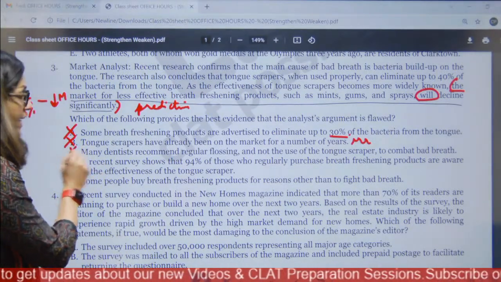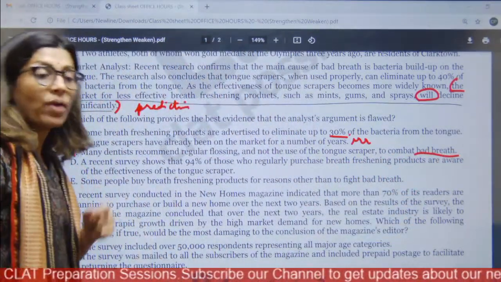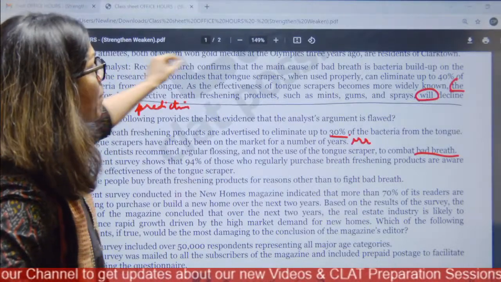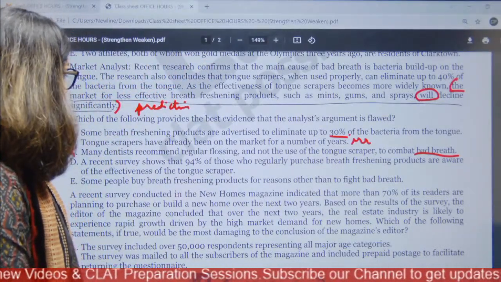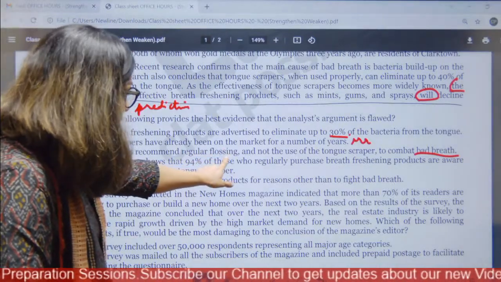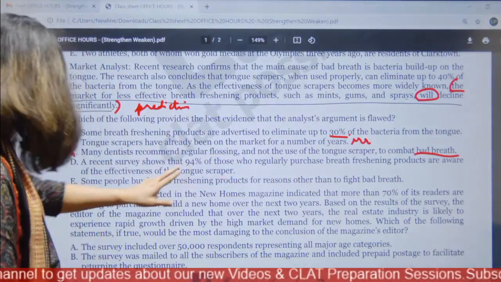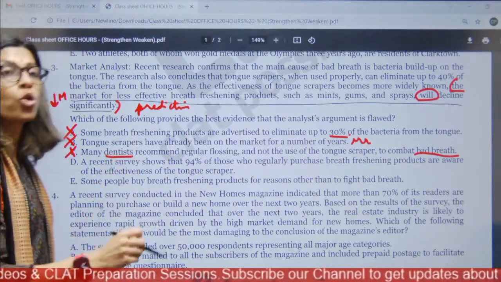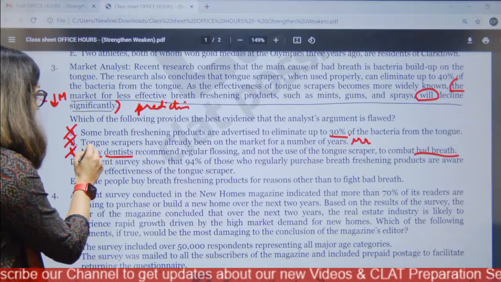C is completely irrelevant because we are not just tackling bad breath, we are tackling the reason of bad breath, which is bacteria. Right? So yes, you do flossing. Number 1. Number 2, the dentists could be recommending flossing, and the word here says many. Many means some.